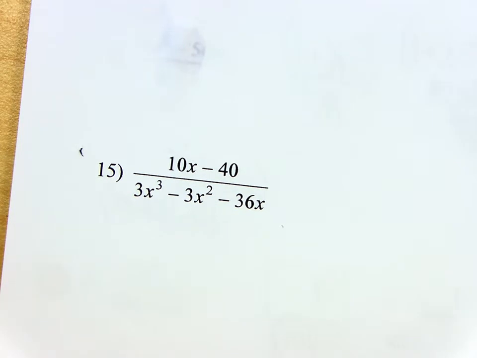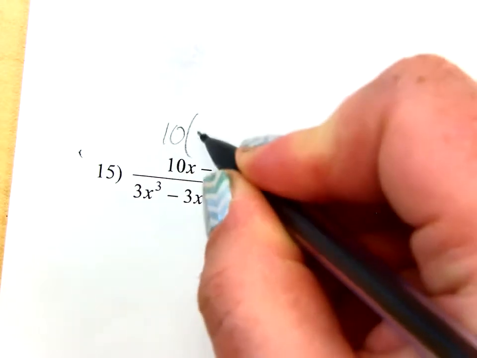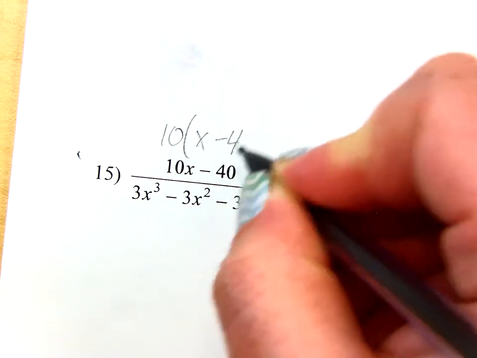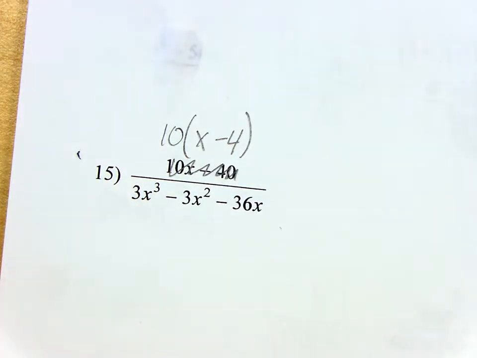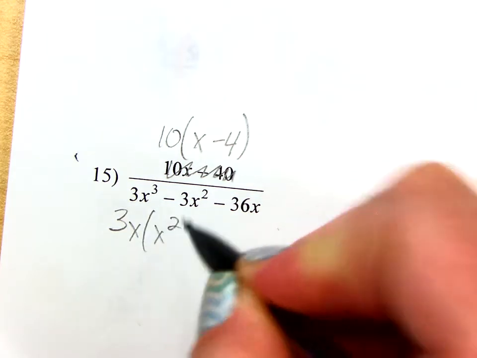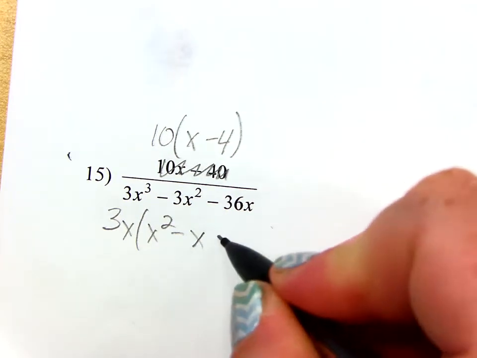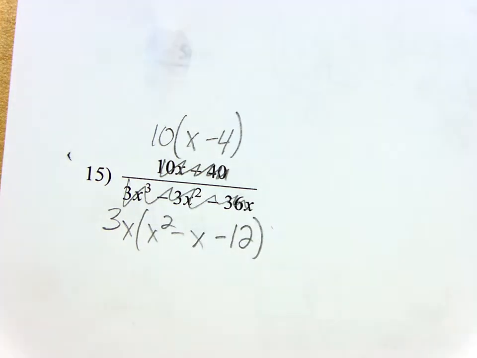So, on the top, what can I do? Take out a 10. So I'm left with x minus 4, right? In the denominator, what can I do? Take out 3x, correct. Is there anything else for me to do in the denominator?